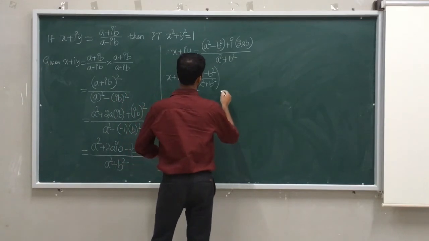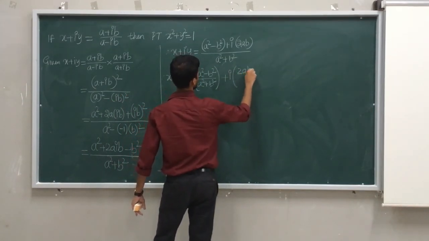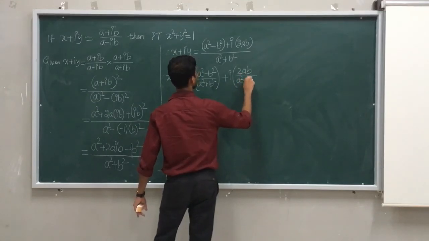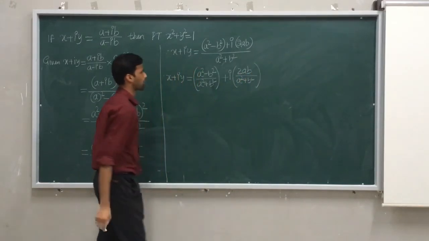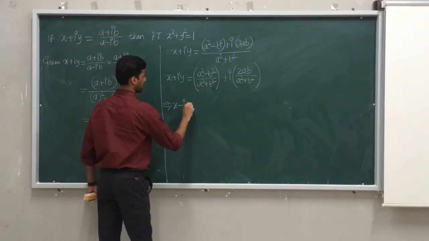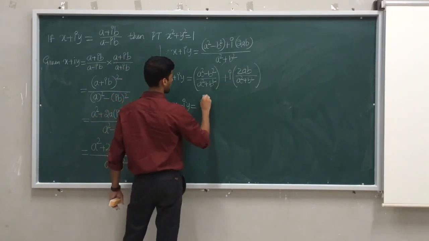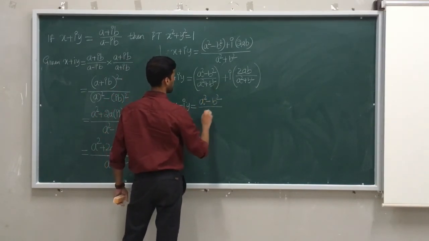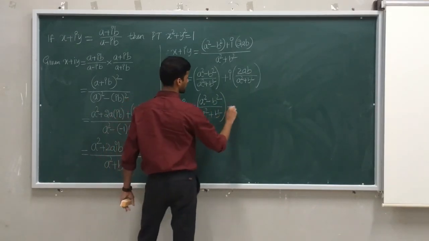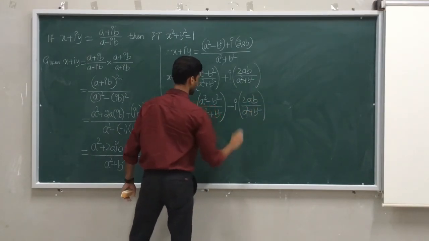Then we will do it as i times of 2ab upon a square plus b square. Now it's in the standard form, right? Which implies x minus iy is nothing but the conjugate. Conjugate means replace sign, it is equal to a square minus b square upon a square plus b square. Conjugate means change the sign, minus i times of 2ab upon a square plus b square. Okay.